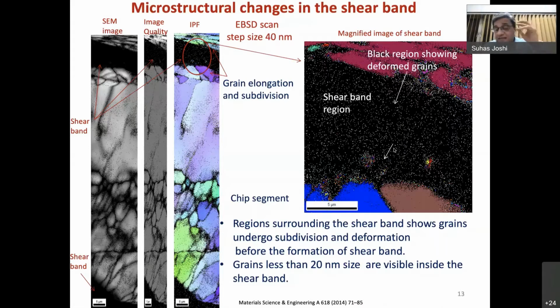Their sizes are of the order of 20 nanometers. These grains were of the order of 5 to 6 micrometers, and within a microsecond, their size has got reduced from 5 micrometers to 20 nanometers. Three orders of magnitude difference within no time. I mean, within a very, very small time.